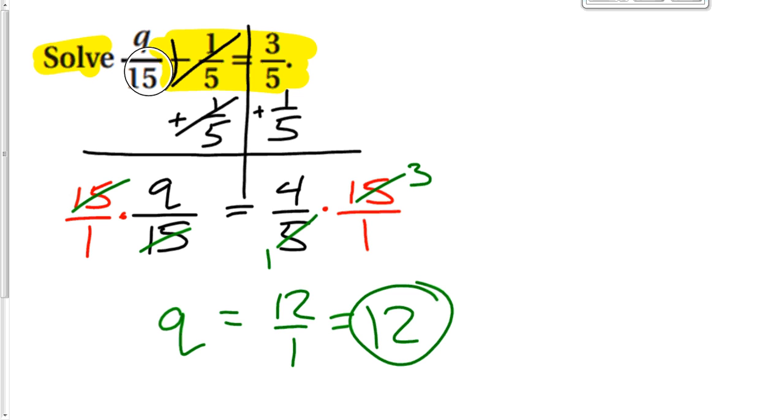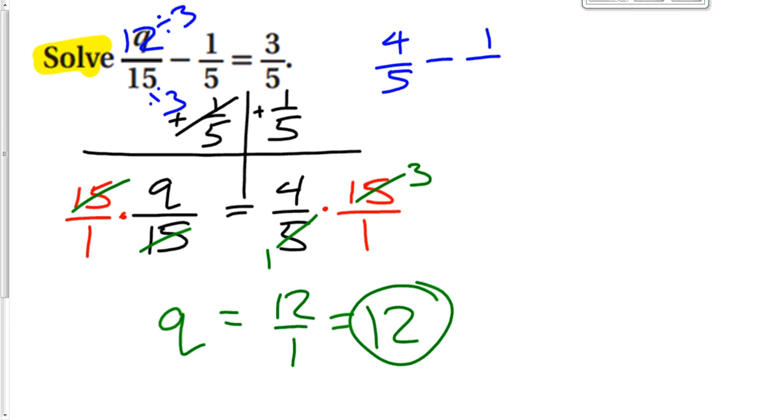If I put 12 in for q, that's 12/15ths, and I can divide this by 3, reduce it, and then we get 4/5 minus 1/5, and that does happen to equal 3/5, so we have the correct answer there. Alright, one other option for this, and this is something that many of you will use instead. Make sure you have that example down, but you might prefer this method.